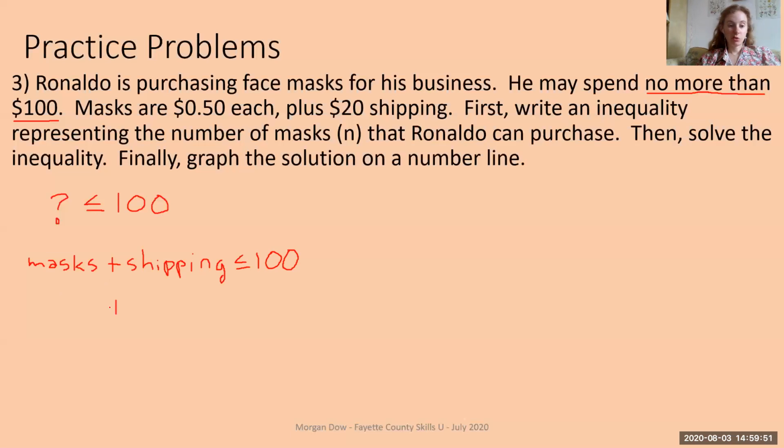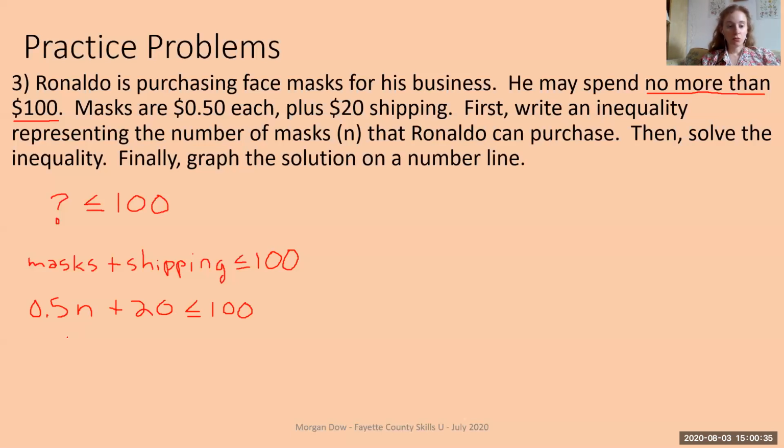Okay, so we know the shipping is 20. Fill that in. Now what about the masks? What is he going to be charged for the masks? Well, it depends on how many he buys, right? So it's going to be 50 cents times whatever number of masks N that he purchases. I'm going to shorten 50 cents to just 0.5, half a dollar. So 0.5N plus 20 is less than or equal to 100. 50 cents times the number of masks he buys plus the $20 shipping fee needs to be less than or equal to $100.